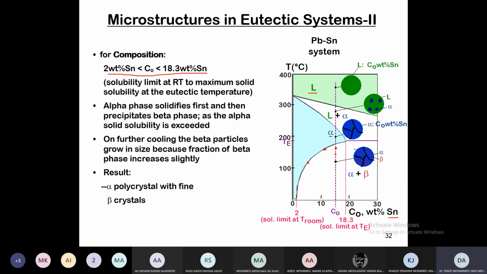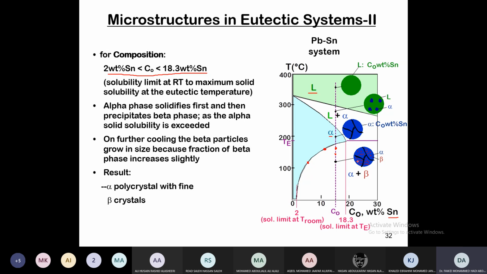They cannot be accommodated in this alpha solid solution because the alpha has limited solubility. Of course, solubility is reducing. What is going to happen if we have the amount of tin there more than the solubility limit of the tin in the alpha phase? Another phase. Of course, if it was a liquid, then what is going to happen? It's going to precipitate at the bottom.